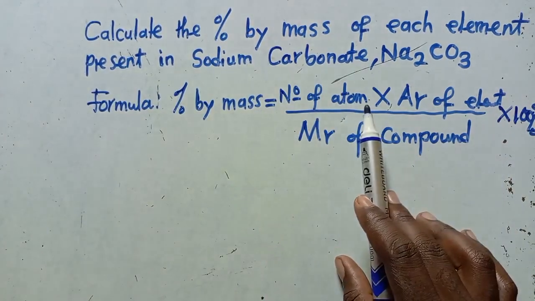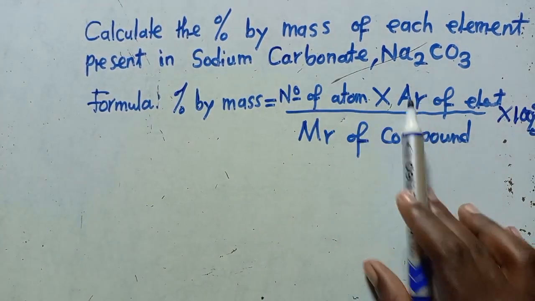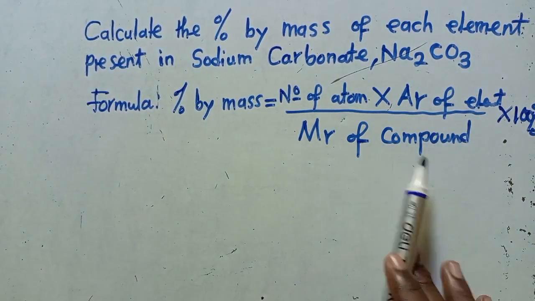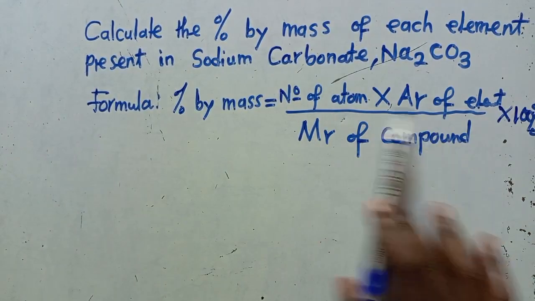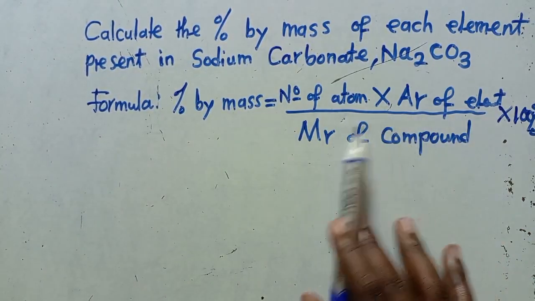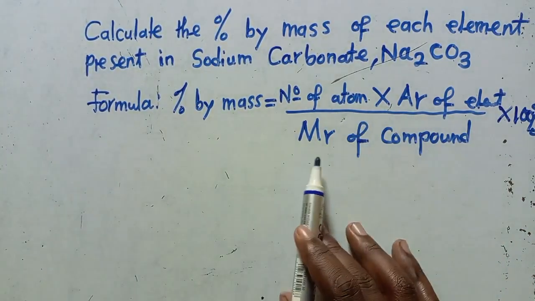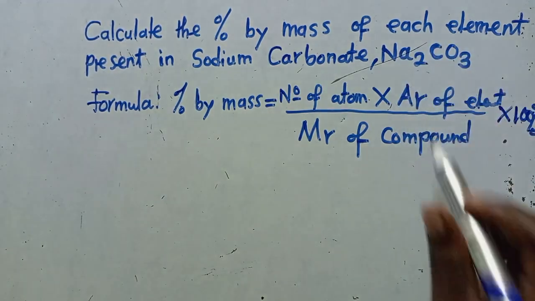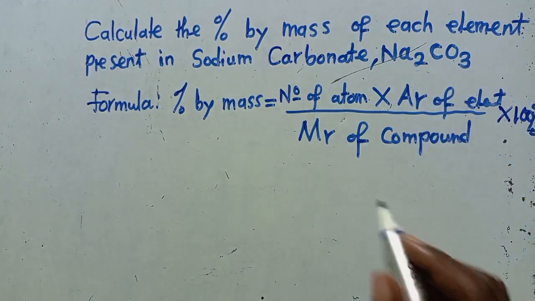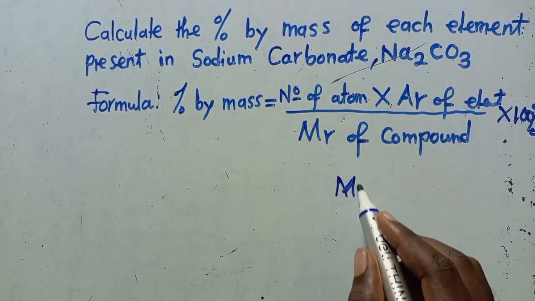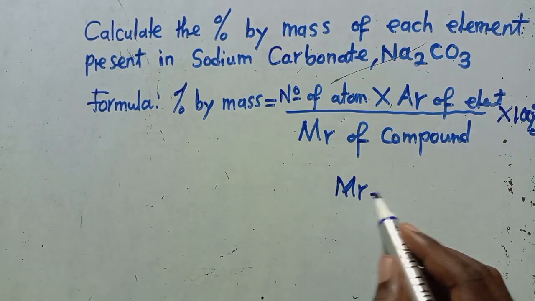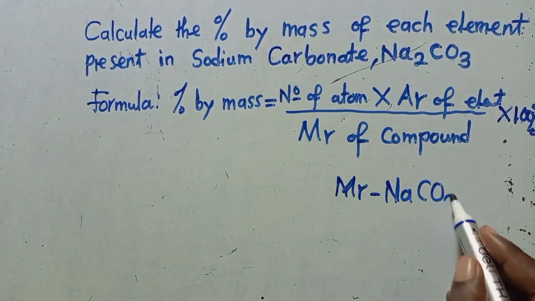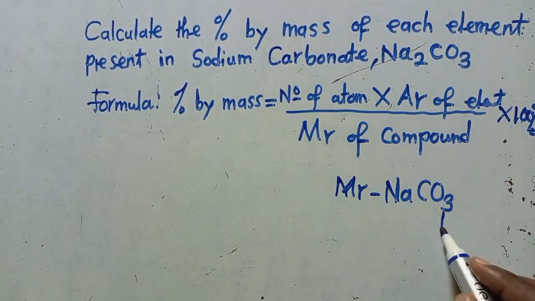Number of atoms times the relative atomic mass, over the relative molecular mass of a compound. So the most important thing is calculating the relative molecular mass. This is sodium carbonate, so I will say relative molecular mass of sodium carbonate. Sodium is like this and a carbonate is like this. So how do we do this?